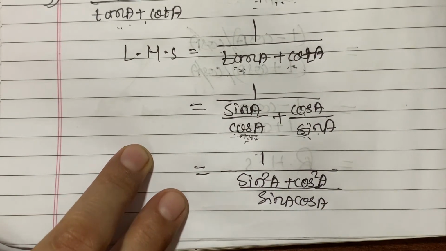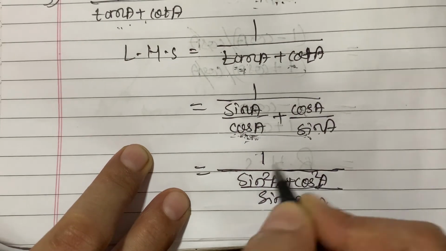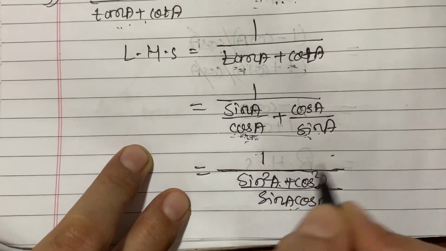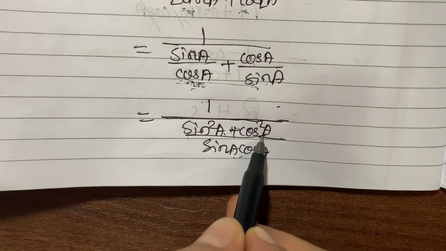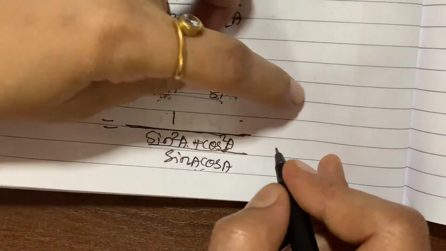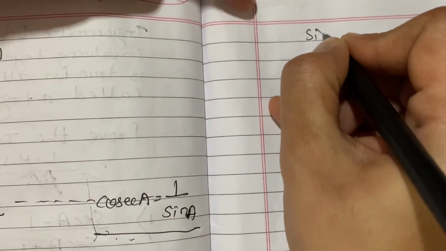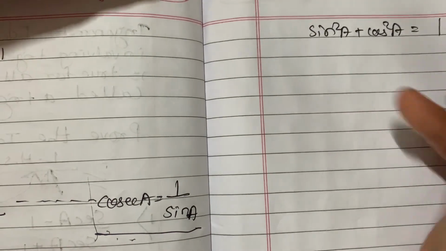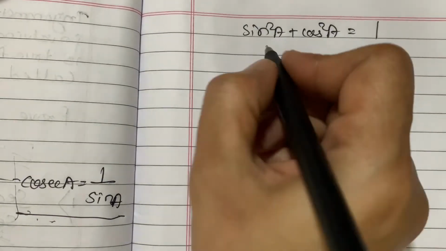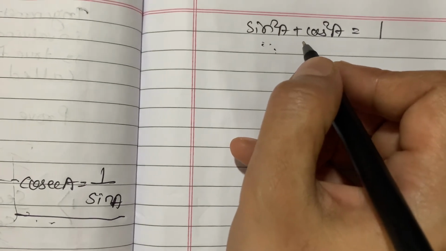Now this is 1 upon this ratio, so there will be the reciprocal. And very important, sin square A plus cos square A is what? It is always equal to 1. So we'll write this square relationship: sin square A plus cos square A is equal to 1. We know that in the square relationships, 3 formulas are there.